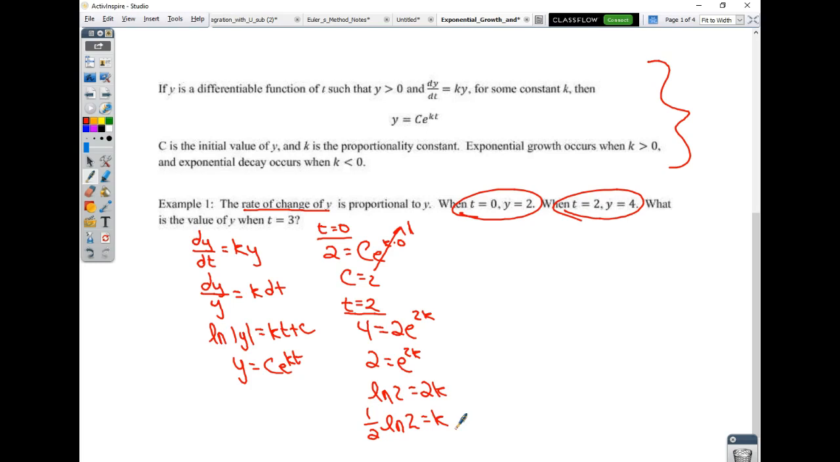What is that as a decimal? I don't really care. Y is equal to 2e to the 1/2 natural log of 2 times t. It's a terrible equation. This is miserable. This is bad stuff. Bad mojo. The question asks, because we're not done with the question, it didn't say just find y, it asked what's y when t is 3?